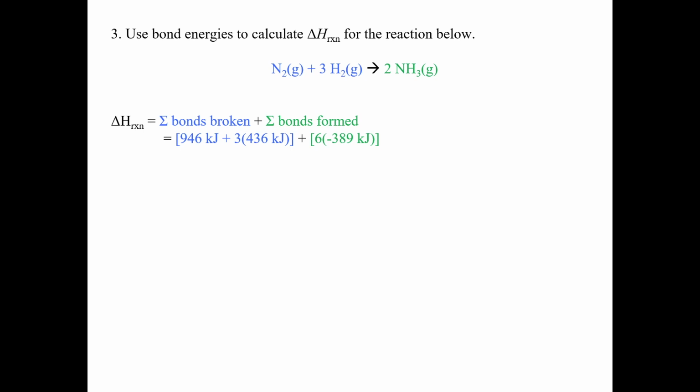Okay, so we're just going to go straight into the math. Remember to draw everything out, especially the ones with coefficients, so that you know the factor to multiply with the bond energies. So when you work everything out, our delta H for this reaction is negative 80 kilojoules.